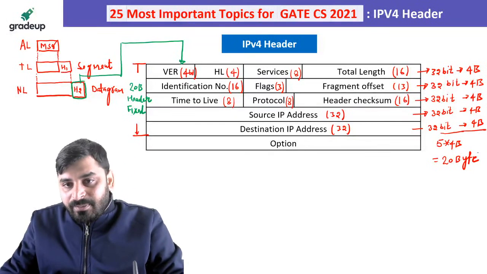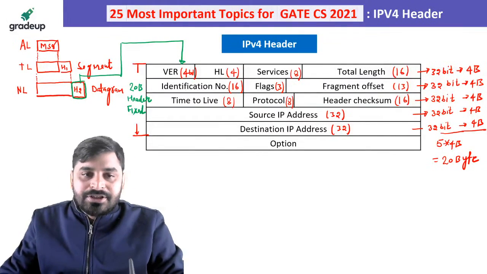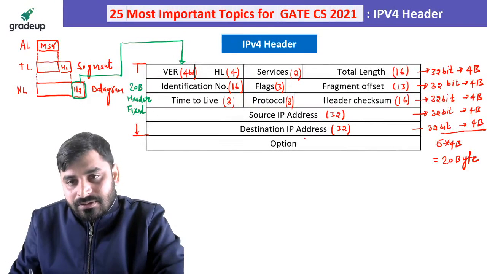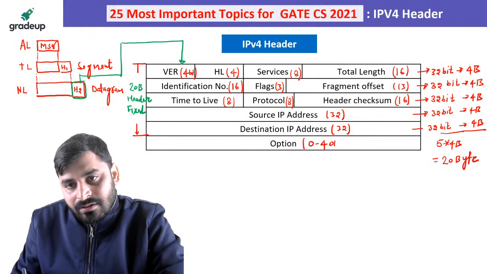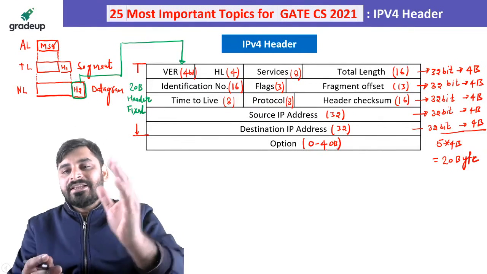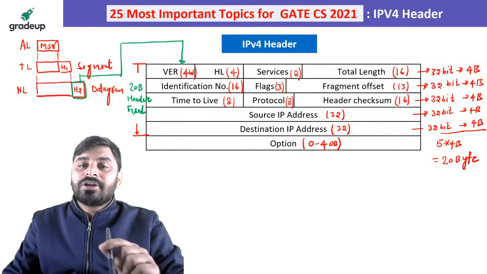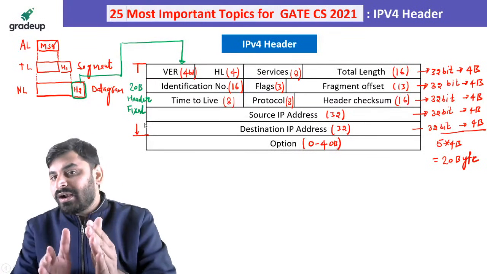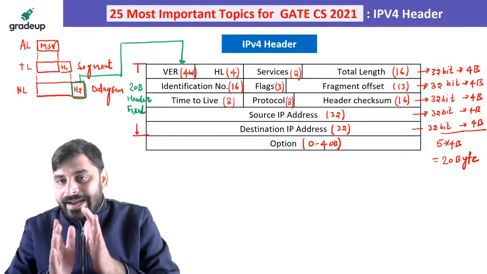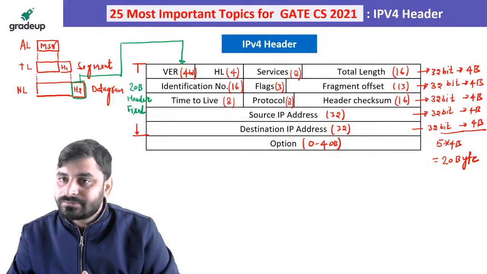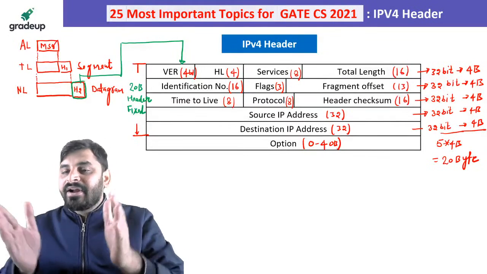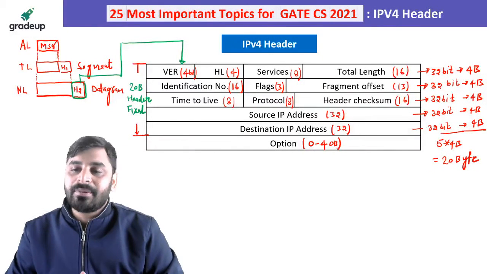And in the option field, my dear friends, what is given? This is the option. In the option, space is available from 0 to 40 byte. So what is the meaning of this option? The first 20 byte space is already divided into pieces, and every piece must have some name.